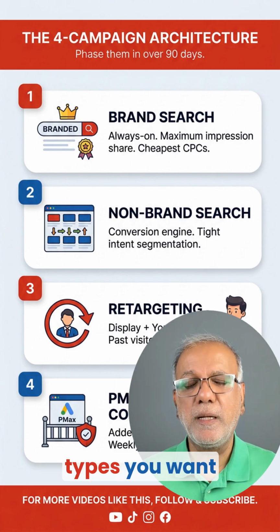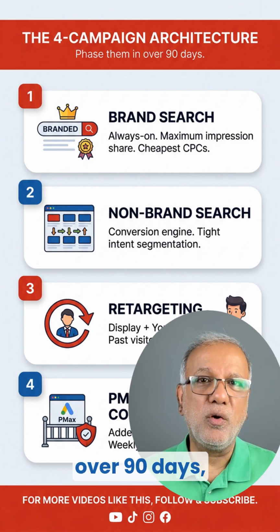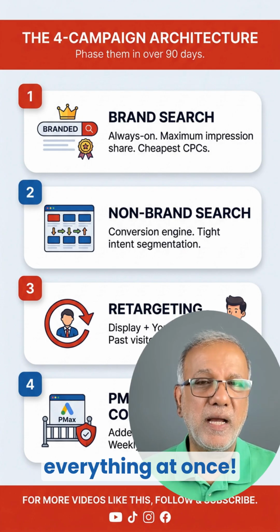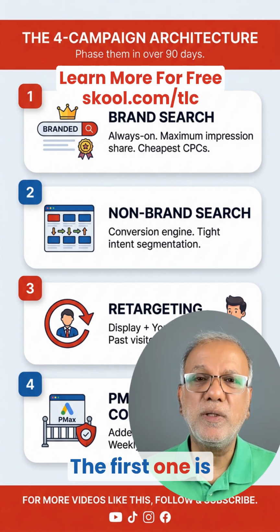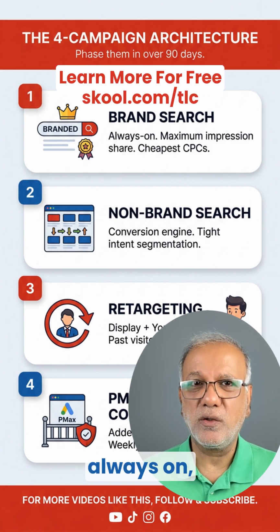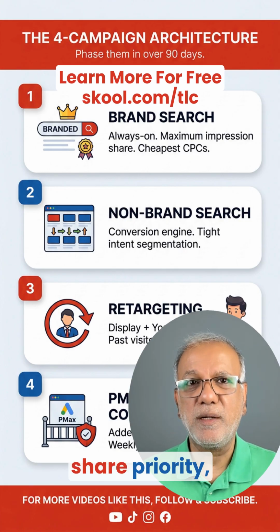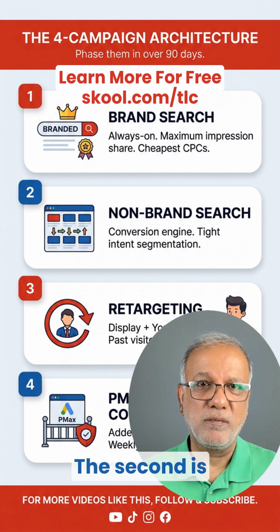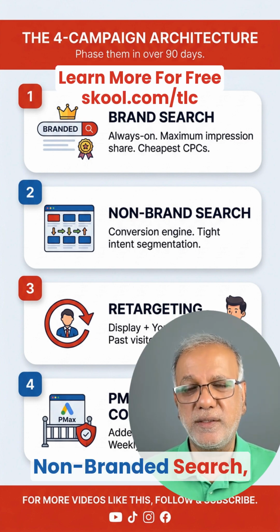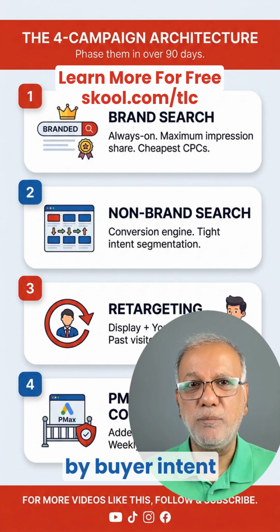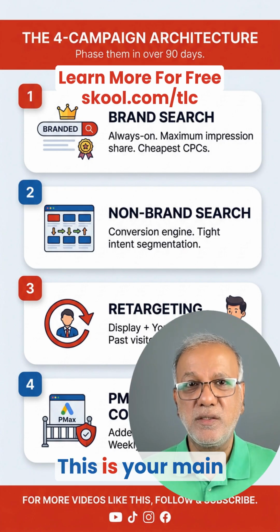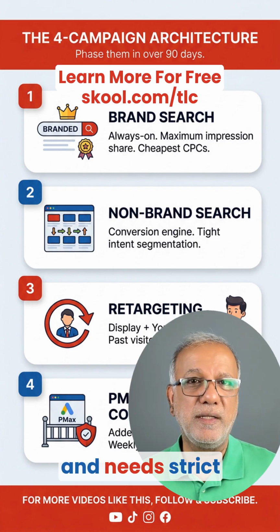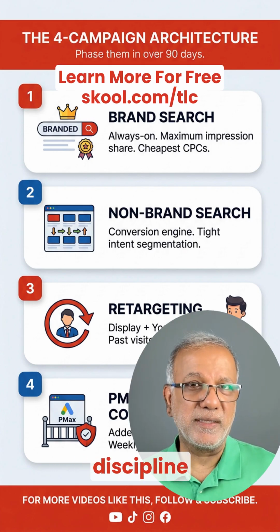There are 4 campaign types you want layered together, and the key is phasing them in over 90 days, not launching everything at once. The first one is brand search, always on, maximum impression share priority, captures your warmest traffic at the cheapest cost. The second is non-branded search, tightly segmented by buyer intent. This is your main conversion engine and needs strict negative keyword discipline.